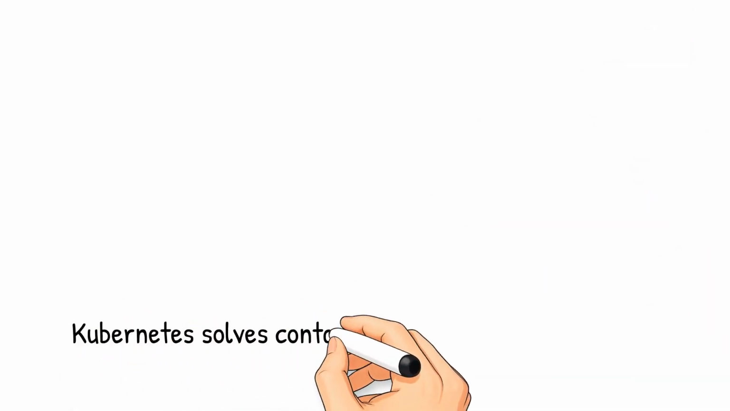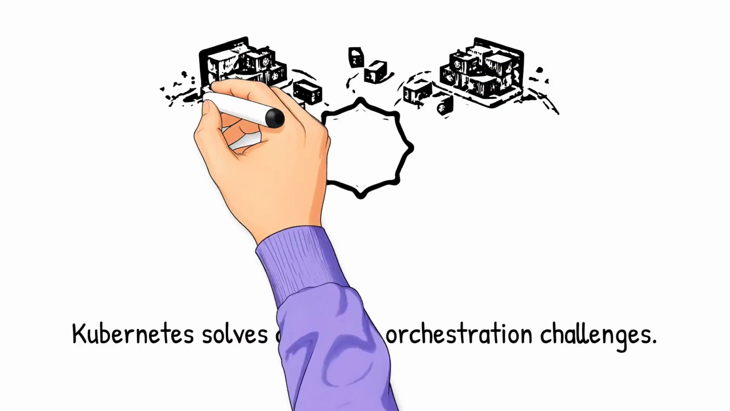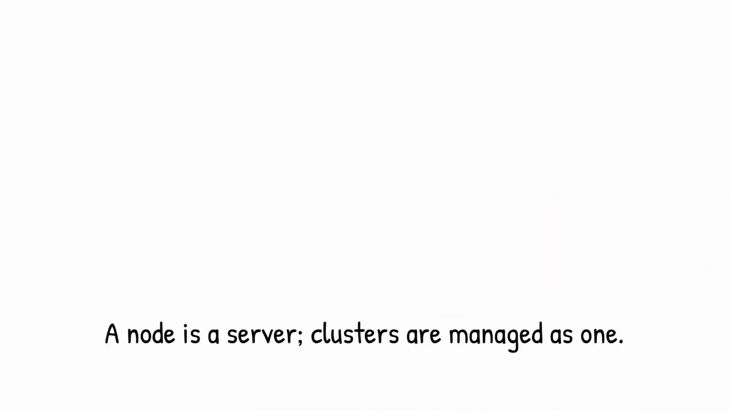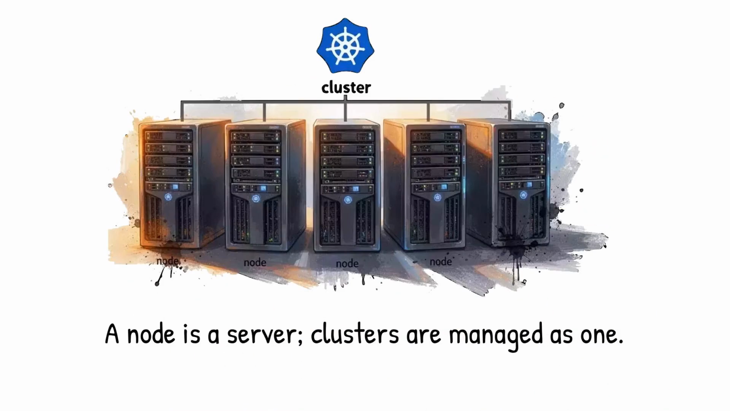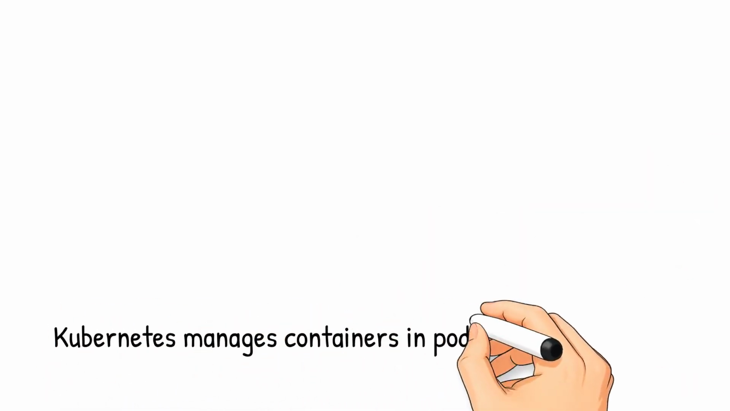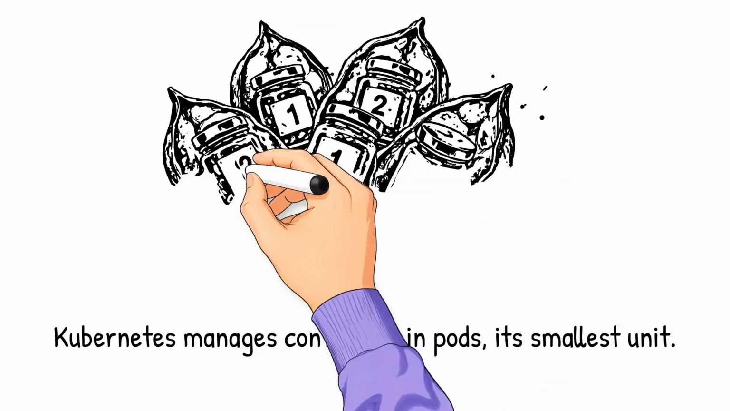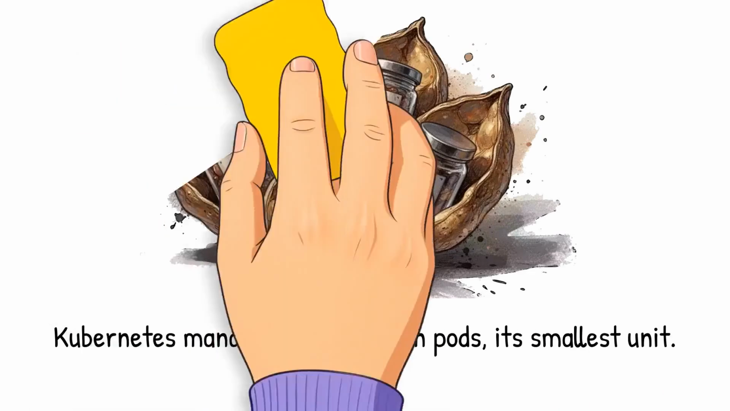This is the exact problem Kubernetes was built to solve. If Docker runs a single container, Kubernetes orchestrates hundreds of them across many machines automatically. A node is just a machine, a server that runs your containers. Many nodes together form a cluster. Kubernetes manages the whole cluster as one. Inside the cluster, Kubernetes runs your containers in little wrappers called pods. A pod is the smallest unit Kubernetes manages, usually one container doing one job.